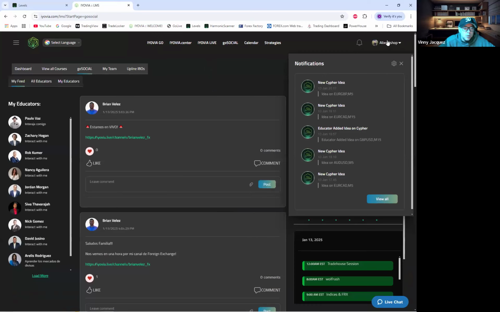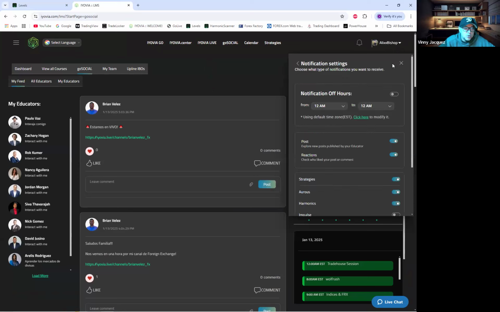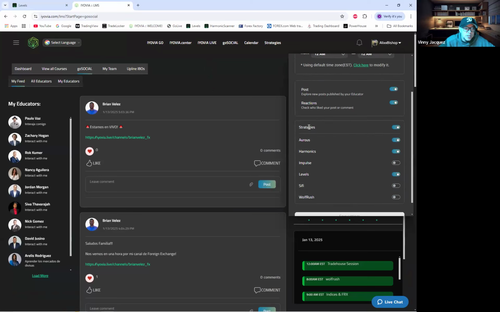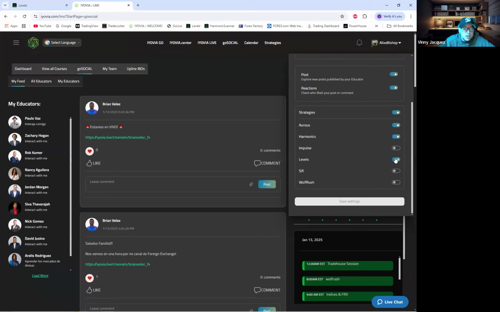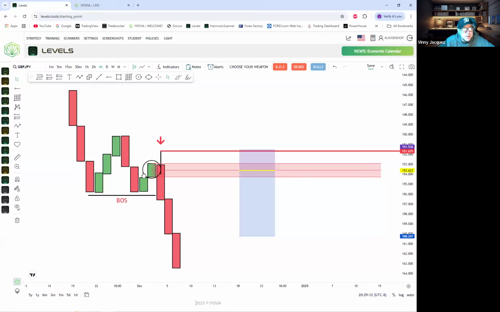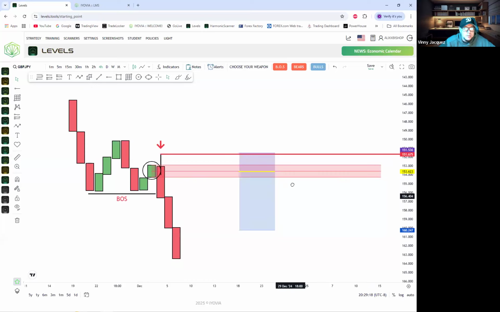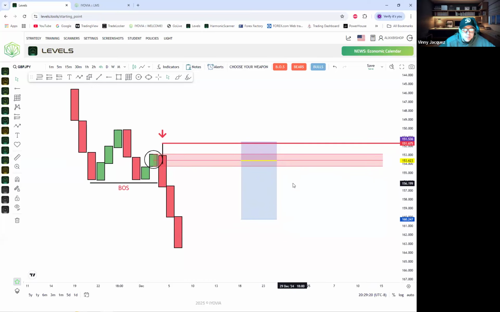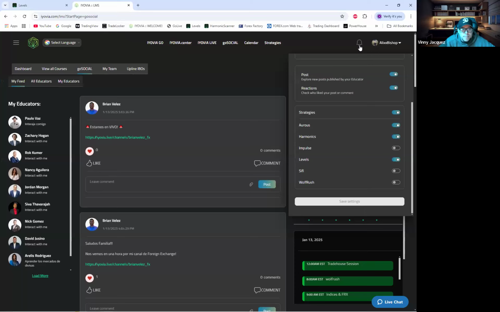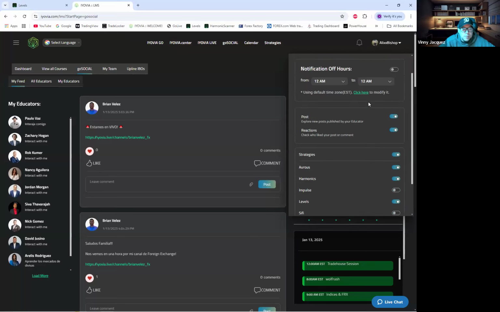This bell on the right hand side where your name should be, right? Go to the wrench tool and make sure you go to strategies and turn on levels. Once you turn on levels and you save your settings, every alert that you place on your chart, you will get notified on the Eovia app on your phone. Give me a 10 if that makes sense, guys.